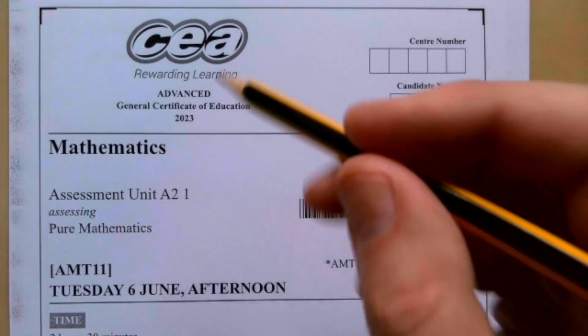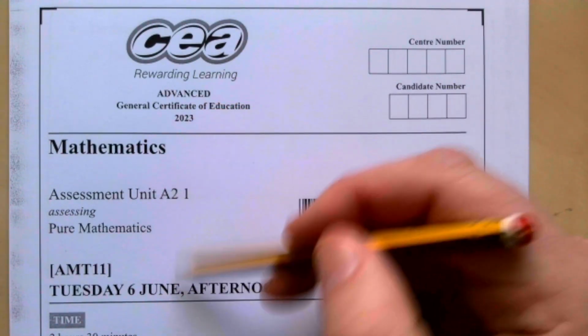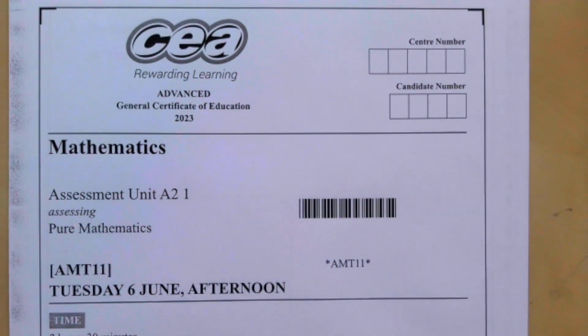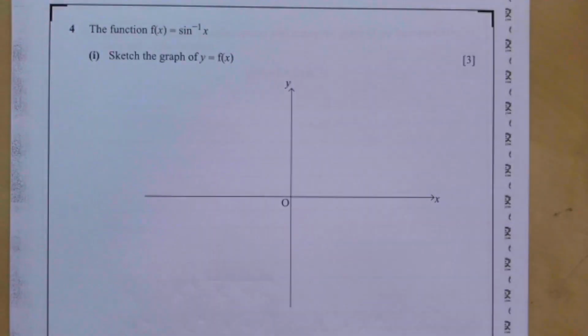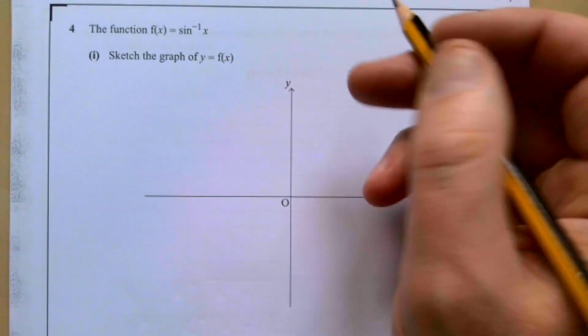This is a question from the CCEA A2 Pure Mathematics paper, from June 2023, and we're looking at question 4. The function f of x is sin to the minus 1 of x. Sketch the graph of y equals f of x.